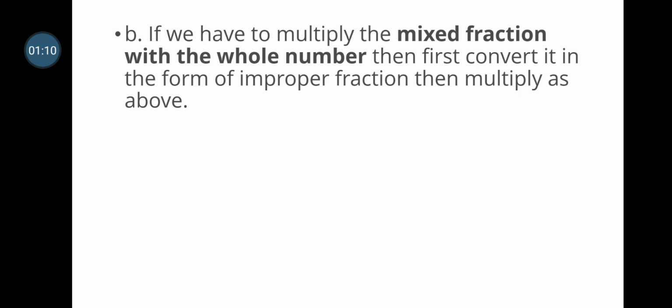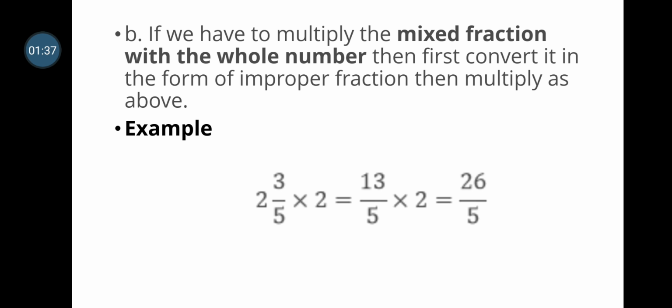Next we will see, if we have to multiply the mixed fraction with the whole number, then first convert it in the form of improper fraction, then multiply as above. So if you have a mixed fraction and a whole number, that mixed fraction should be converted into improper fraction. Then we should multiply as before. Here we can see the example 2 3 by 5 into 2.